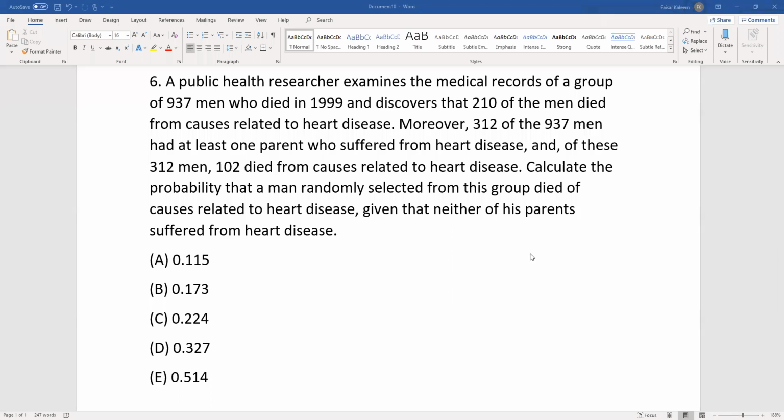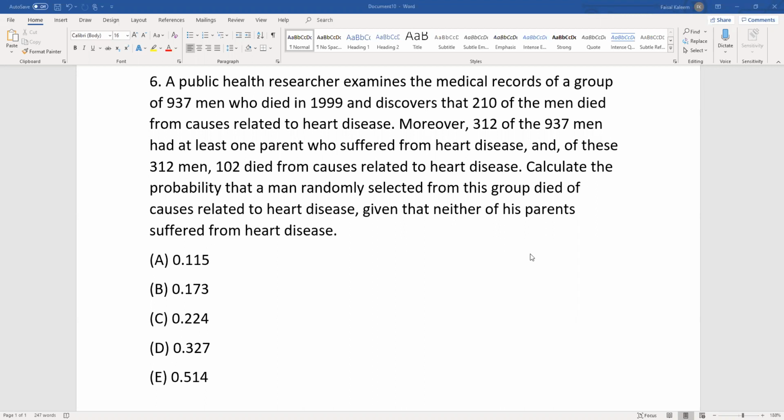Number 6: a public health researcher examines the medical records of a group of 937 men who died in 1999 and discovers that 210 of the men died from causes related to heart disease. Moreover, 312 of the 937 men had at least one parent who suffered from heart disease, and of these 312 men, 102 died from causes related to heart disease.